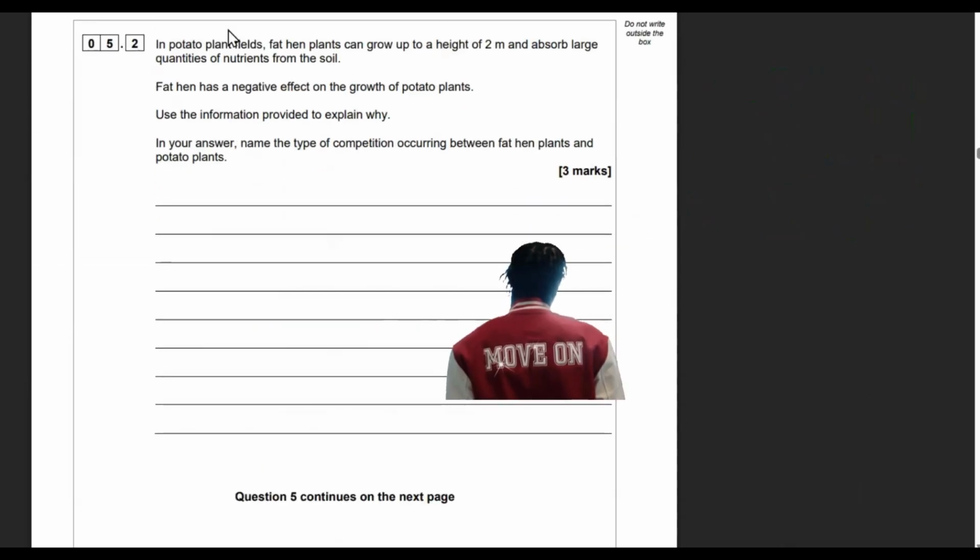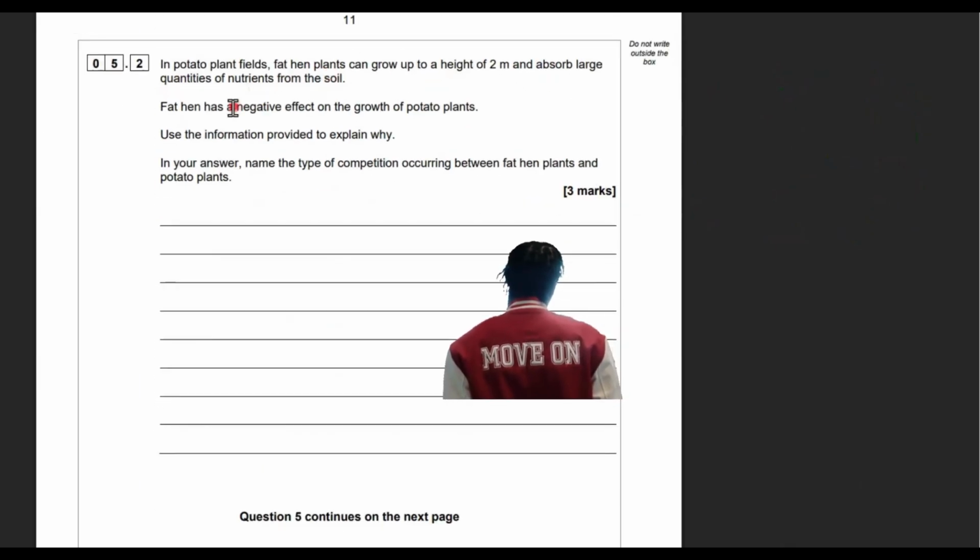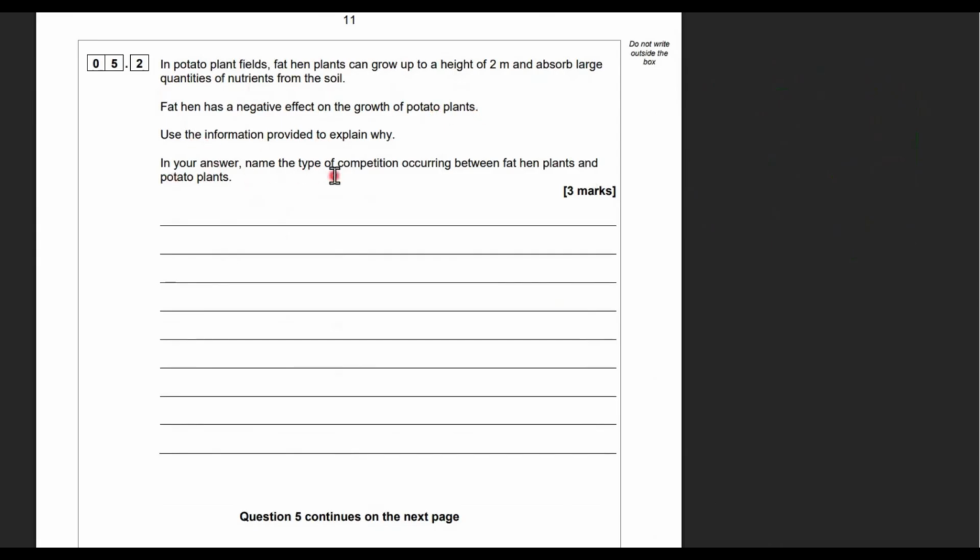Okay, let's move on. In potato plant fields, fat hen plants can grow up to a height of 2 meters and absorb large quantities of nutrients from the soil. Fat hen has a negative effect on the growth of potato plants. Use the information provided to explain why.